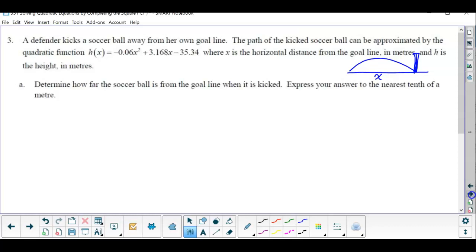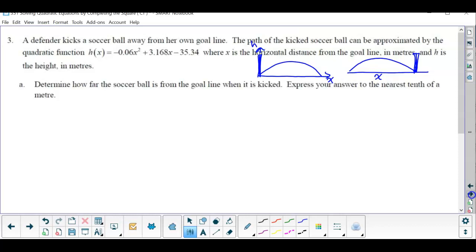So really, actually, if we were graphing this, it would be the other way around. So I put the goal line here, and then it would be kicked out like this. This would be your height, and this is your x. Okay? So it says, determine how far the soccer ball is from the goal line when it's kicked.